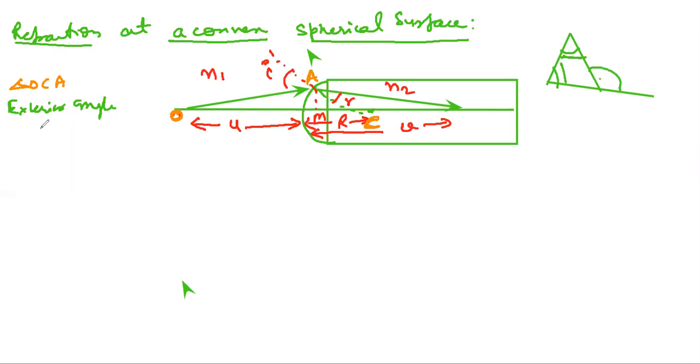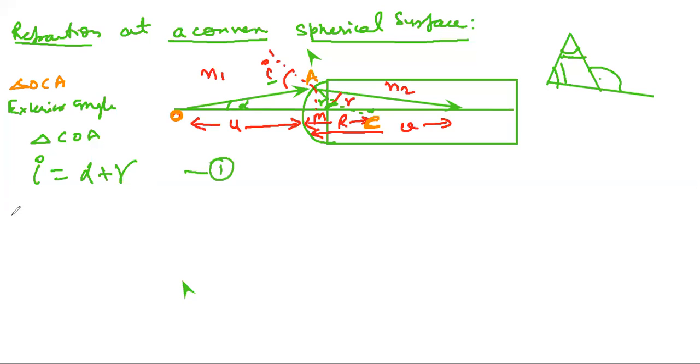So in triangle COA, you should see this is angle I, the angle of incidence. This is your R. This angle is alpha. So you check, I is the exterior angle. This is equal to alpha plus gamma. Where is gamma? Gamma is this angle in this triangle. So I will be equal to alpha plus gamma. This is your equation 1.